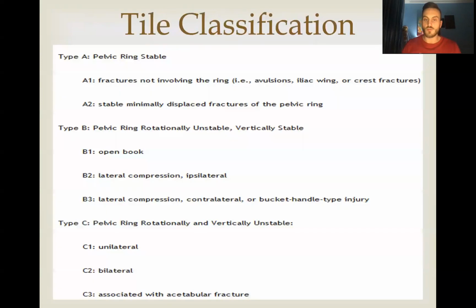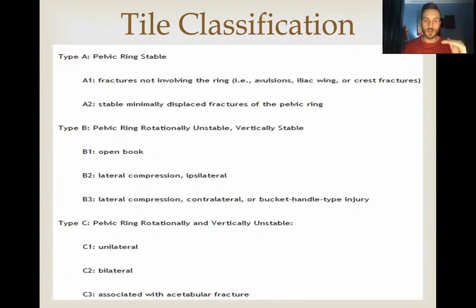For the classification, we have a very nice classification. It's the Tile classification. Tile was thinking about the pelvis as a ring, and he wants this ring to be stable. This is the point. So in type A, as you can see, the pelvic ring is stable. Type A1 fracture is not involving the ring, like avulsion fracture, iliac wing, crest, or so whatever. Type A2 is a stable, minimally displaced fracture. So the ring is still stable, but it's a minimally displaced fracture, but it's stable.